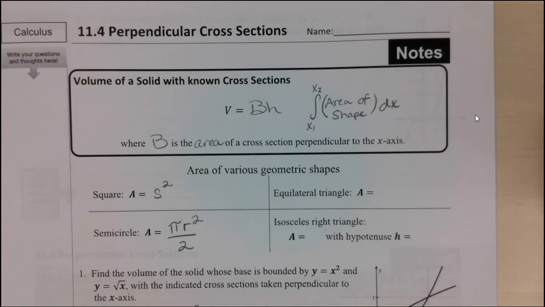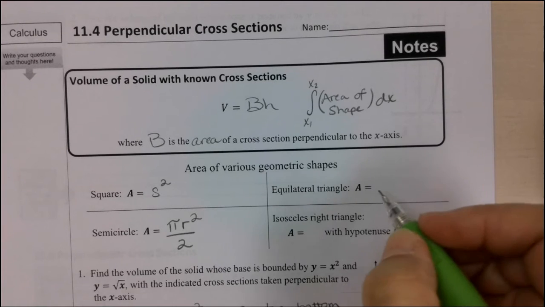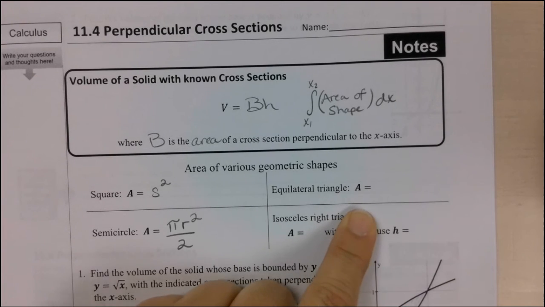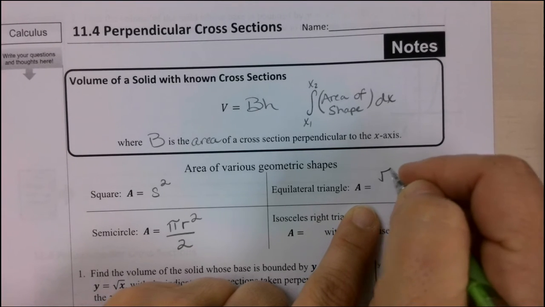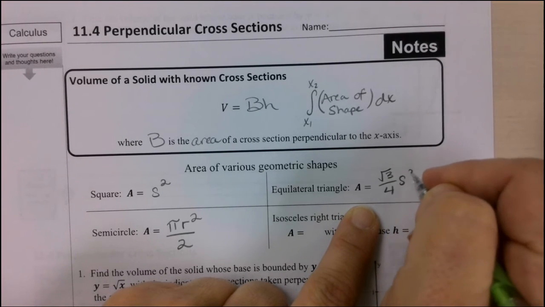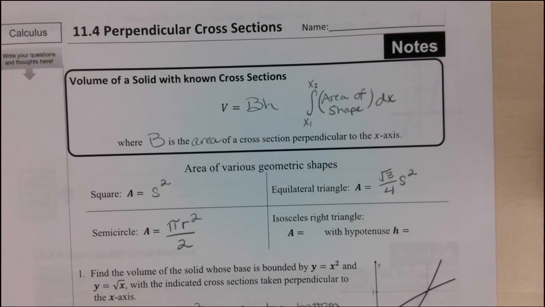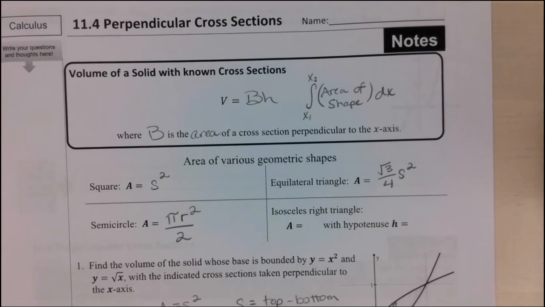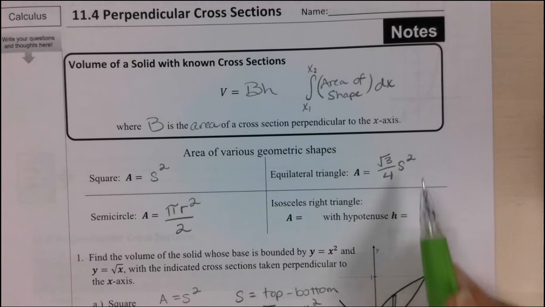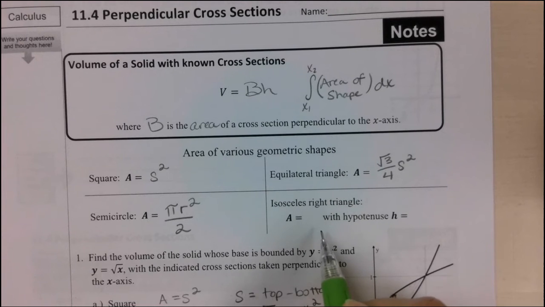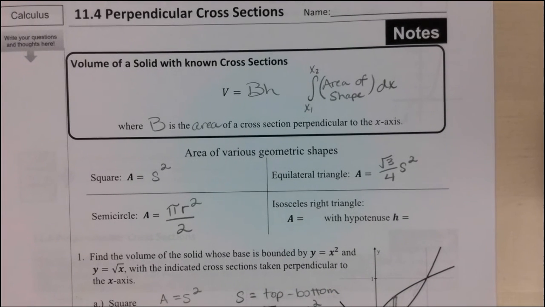The equilateral triangle, this is a formula that you probably did not learn in geometry, but I'm going to give it to you here. We can talk later about why this formula is what it is if you want to see a proof of that. But square root of 3 over 4 s squared. It involves using those 30, 60, 90 triangles and the area of a triangle formula, which you do know, 1/2 base times height.